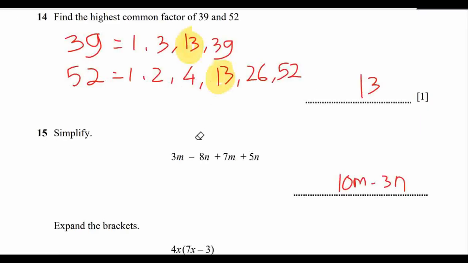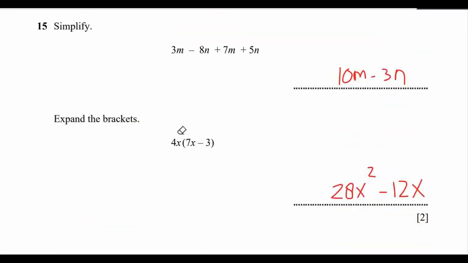Alright, let's check out the answer, guys. The answer is quite easy. 4x times 7x is 28x squared. 4x times negative 3 is negative 12x. That will be our answer. Next, we move on to the next number.